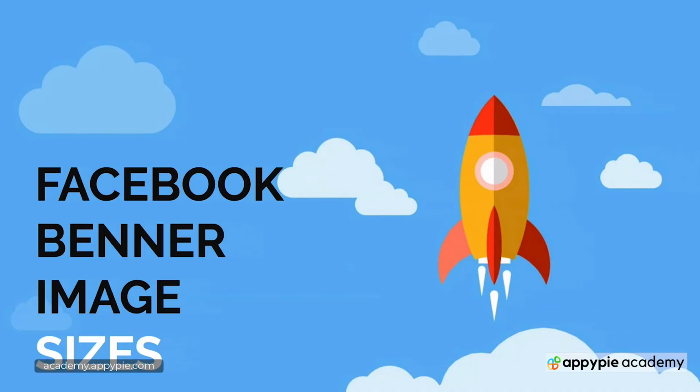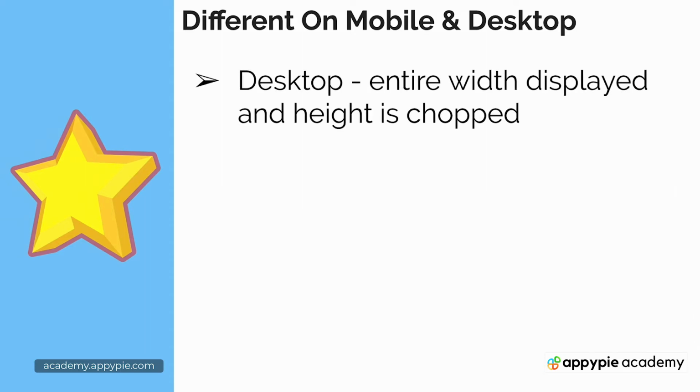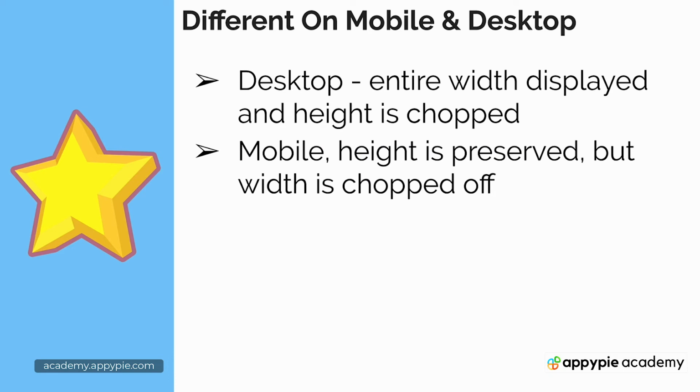So there are different Facebook banner image sizes because some people will look at your page on mobile, some on desktop, and all of them will have different screen sizes, and Facebook adjusts the dimensions depending on the size of the screen of the device. On desktop, the entire width is displayed and the height is typically chopped off. On mobile, the height is typically preserved or chopped off a little bit, but the width is chopped off by quite a bit.